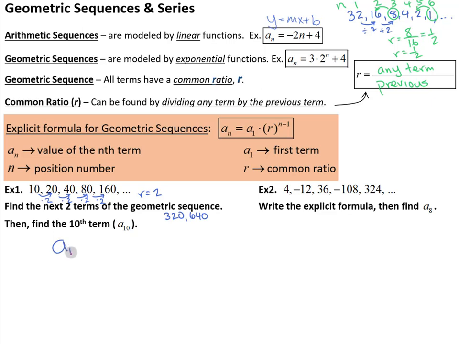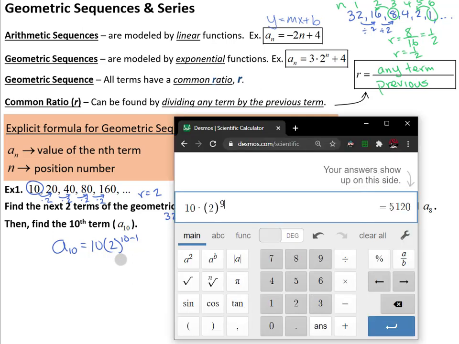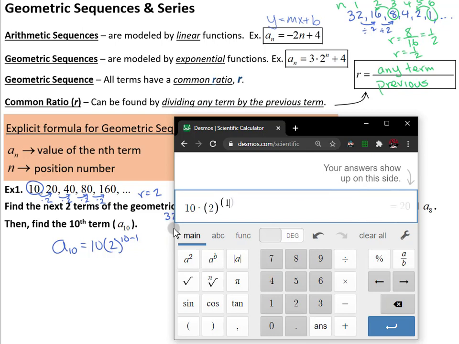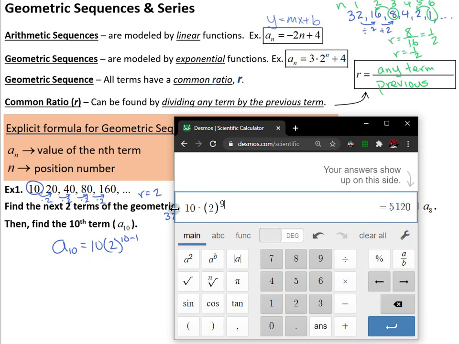The 10th term equals our first term, which they gave us here is 10, times our common ratio, which we figured out was 2, raised to the n minus 1 power. Well, in this case, n is 10, so to the 10 minus 1 power. Because Desmos sometimes is a little finicky about keeping you up in your exponent, you would either have to type in 10 minus 1 in parentheses, or of course, you can just simplify that to the 9th power. So if we double 9 times and start with 10, that 10th term is 5,120.